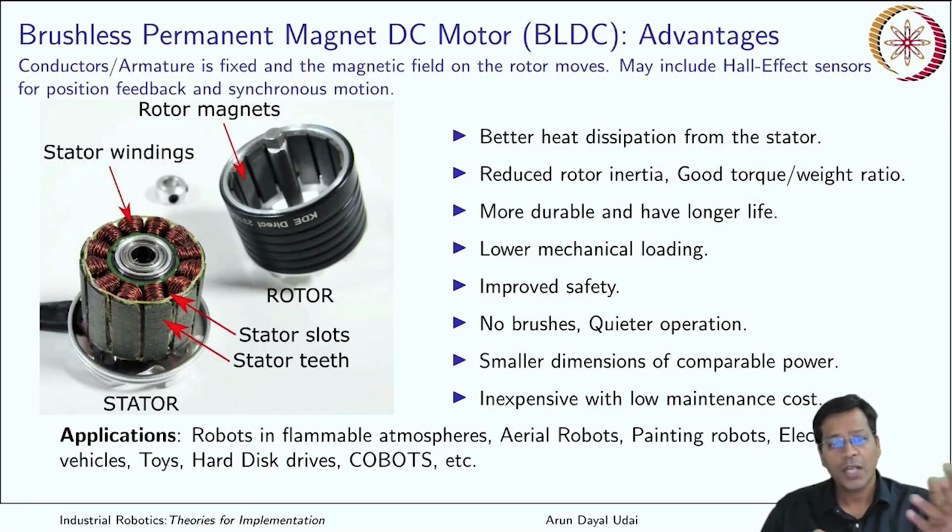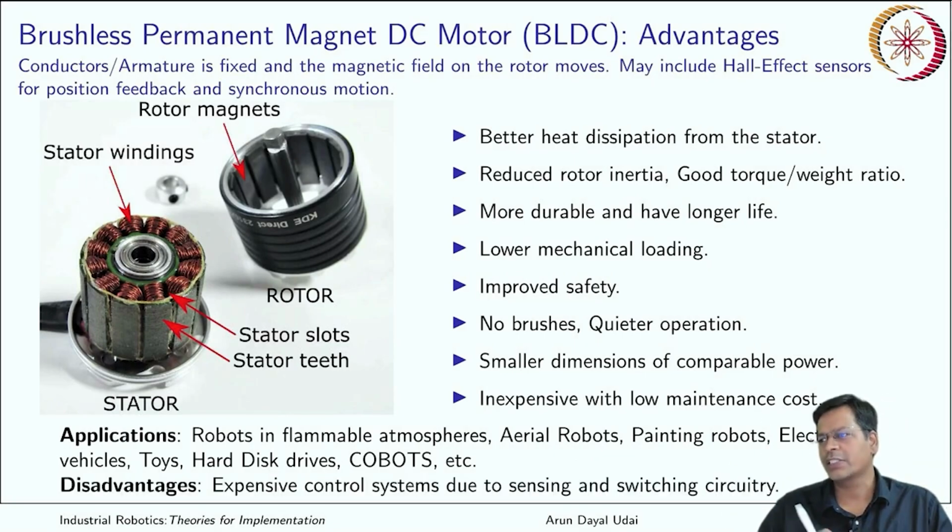Also in toys, and hard disk drives have been using this type of motor for a long time. Cobots are one of the potential applications which is now coming up widely in industry also. These motors can be directly mounted with harmonic drives with a lower gear ratio. They are sometimes back drivable, and that allows this type of motor to be fitted directly on cobots. Okay, so these are some of the applications. Disadvantage: because this requires a digital control system, they can be a bit expensive due to the sensing and switching circuitry.